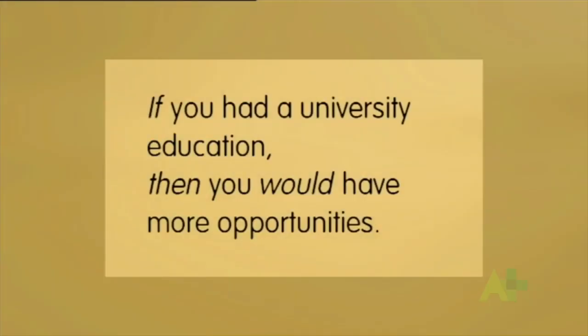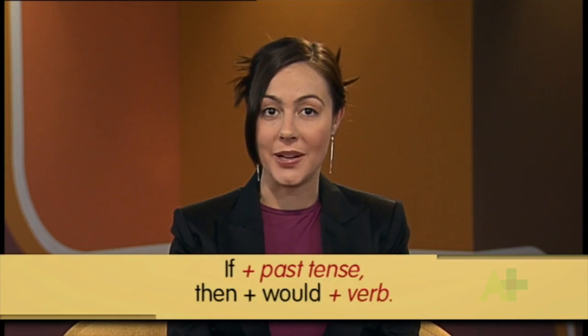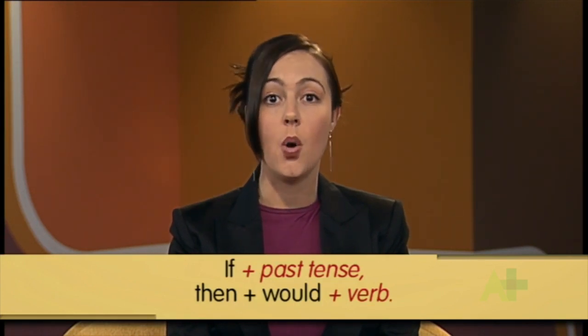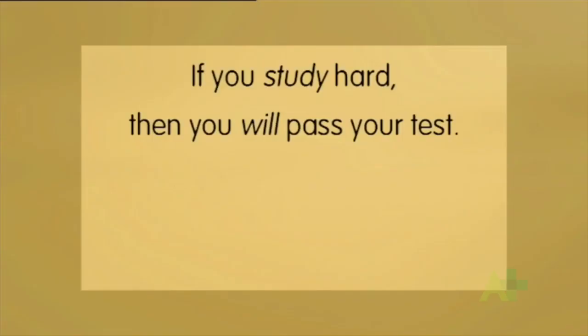If you had a university education, comma, then you would have more opportunities. The pattern here is if, past tense verb, comma, then would plus the verb. If you had a university education, then you would have more opportunities. We use this pattern when we're talking about the future and about something that may not be as likely to happen. Compare these two patterns.